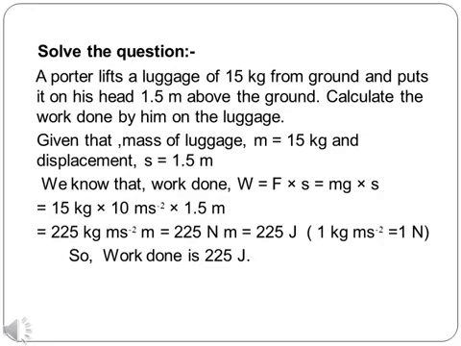Since 1 Newton meter is equal to 1 joule, this value will be equal to 225 joule. And also, you remember that 1 kilogram meter per second square is equal to 1 Newton, which you studied in the chapter Laws of Motion. So, work done is equal to 225 joules.